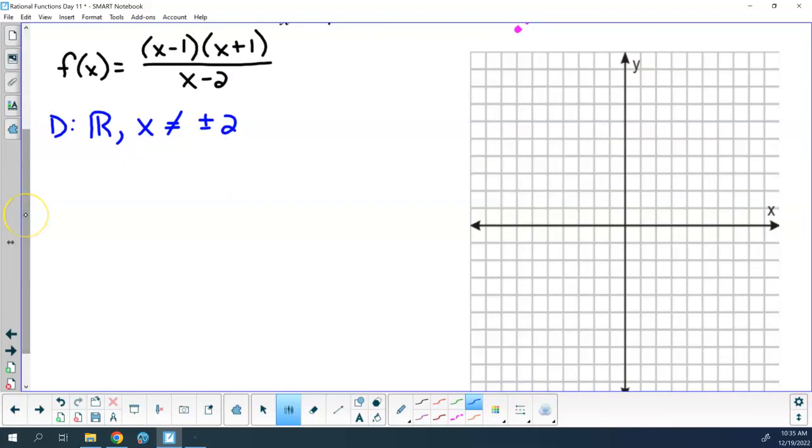Now, I have the luxury of being able to scroll down. Okay? You might just have to put your hand over the top of it. Okay? All right? So, what is my vertical asymptote now? X equals 2.